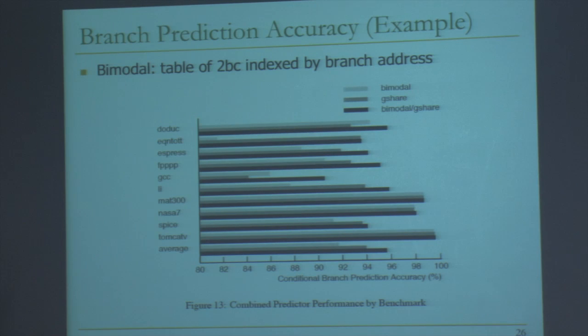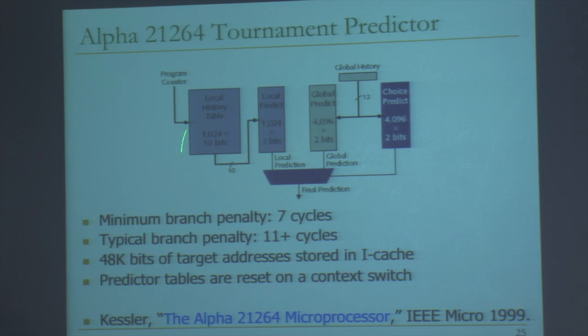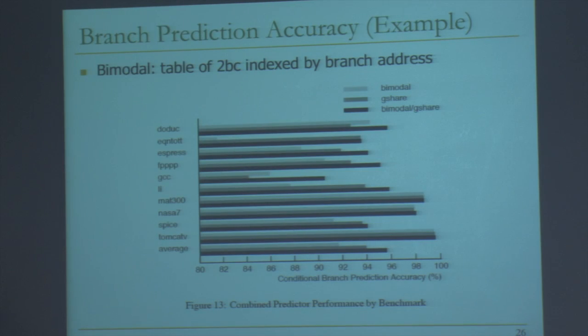So what is the accuracy? This is from the paper you're reading. And this is not the best one. This is not Alpha's predictor. Alpha's predictor is better than this, actually. But bimodal, remember, that's the table of 2-bit counters indexed by the branch address. G-share, we've discussed.